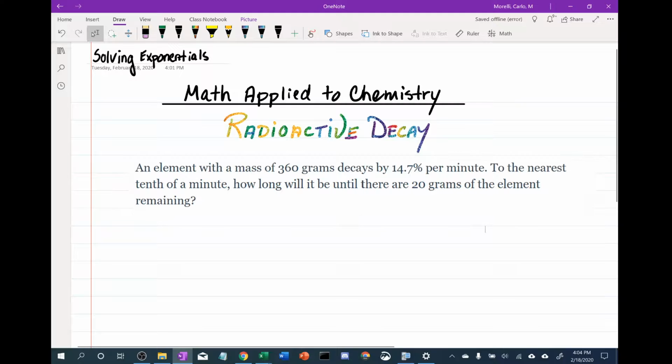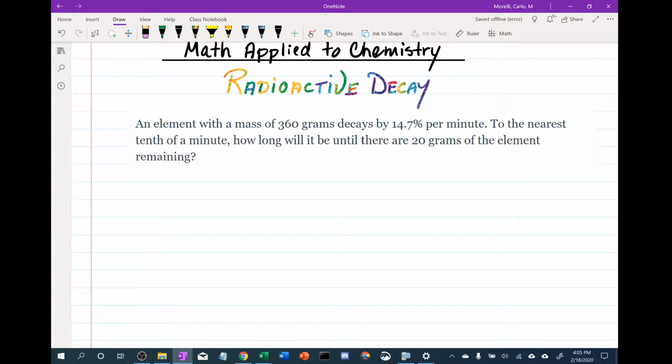An element with a mass of 360 grams decays by 14.7% per minute. To the nearest tenth of a minute, how long will it be until there are 20 grams of the element remaining? Okay, so the way that we teach this in mathematics is we introduce the students to the concept of the exponential function, which can be written in equation form as y equals ab to the x.